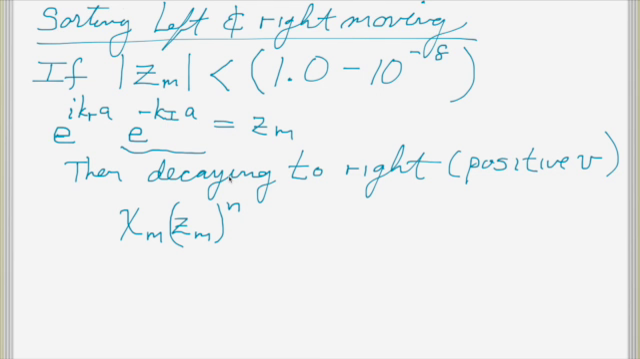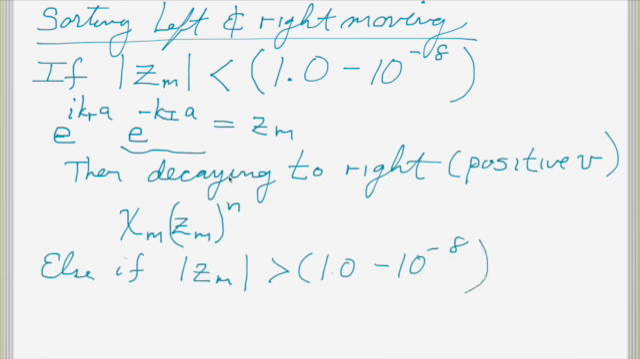And then, else if the other zm is greater than 1.0 minus 10 to the minus 8, then it's decaying to the left. It's going to get smaller as you go in the negative direction. It's just the opposite of what we wrote. I mean, the imaginary part is negative.